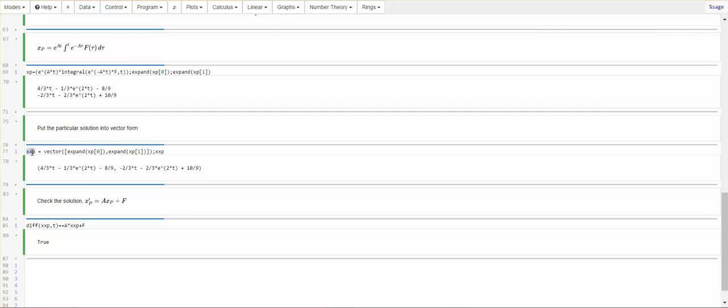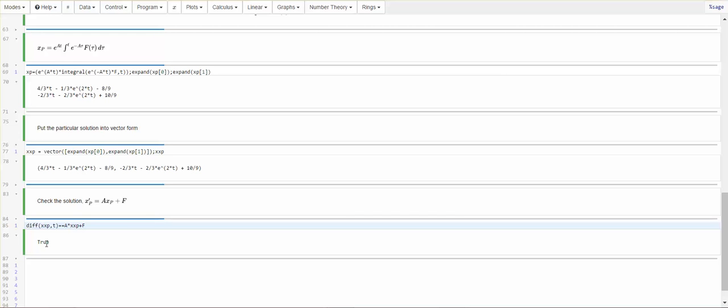And that's what the x x p is, just so that I can check to see if x prime p is equal to A x p plus f. What I do is I differentiate the left-hand side, and I use a double equal, because one equal sign is an assignment in a programming language, and two equal signs is an equivalence check. Since I'm not dealing with real floats here, I'm dealing with rational numbers, I'm going to trust that the equivalence is going to work for me. And I see that this equation does hold, since the Boolean True comes out.